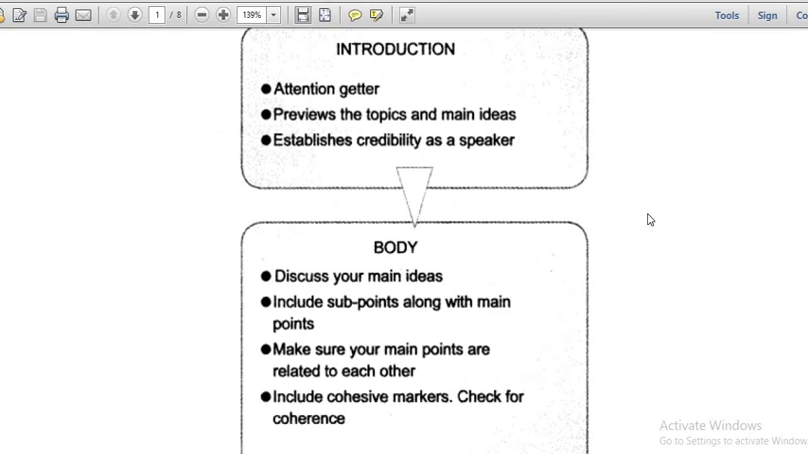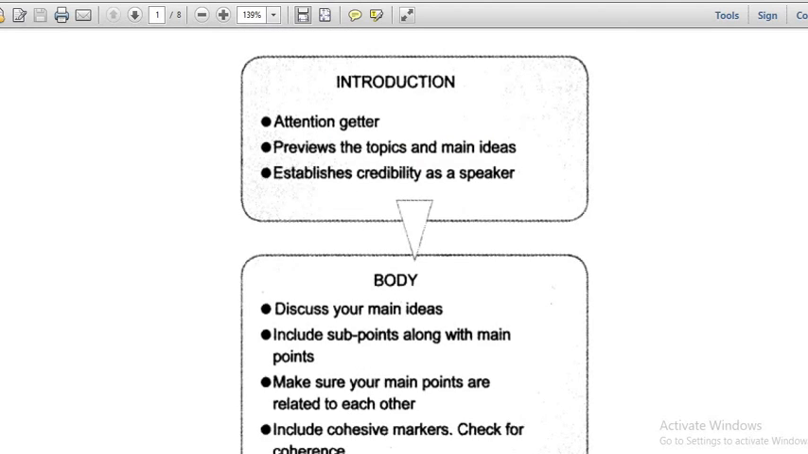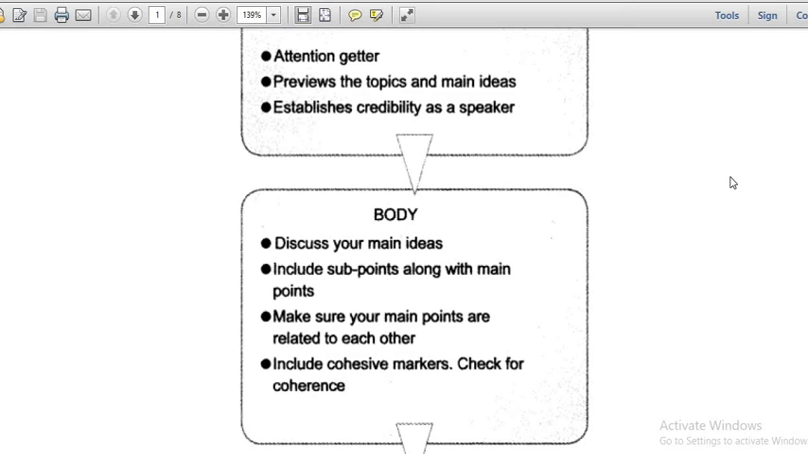So whatever we learned, dear students: the introduction should be an attention getter, preview the topics and main ideas, and establish your credibility as a speaker. In the body, discuss your main ideas. You have to be very clear and well focused on your main ideas. It should include the sub points along with the main points. Make sure your main points are related to each other. Include cohesive markers. Check for your accuracy and coherence.